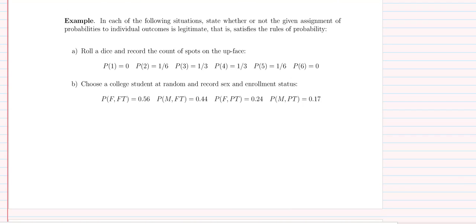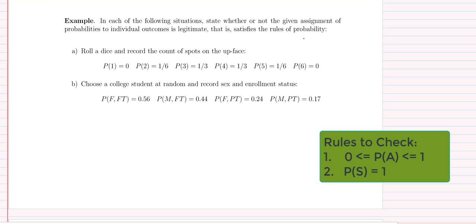All right, this next example. In each of the following situations, state whether or not the given assignment of probabilities to individual outcomes is legitimate. That is, satisfies the rules of probability. So legitimacy means it has to satisfy the rules of probability. Remember, probabilities have to be between 0 and 1, and the probability of the entire sample space has to equal 1.